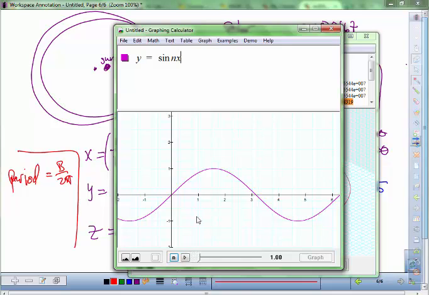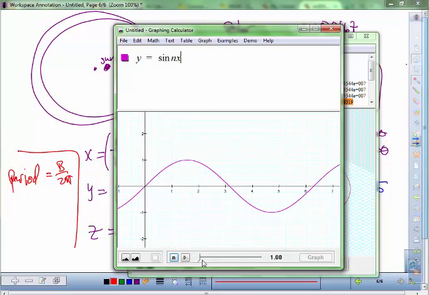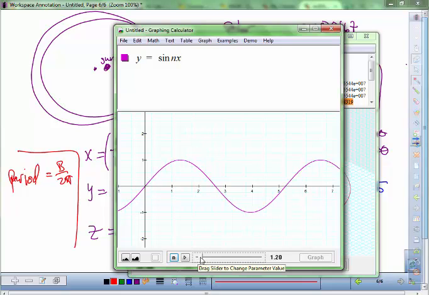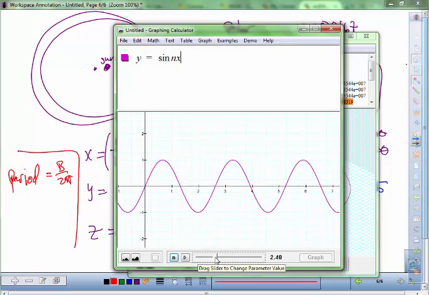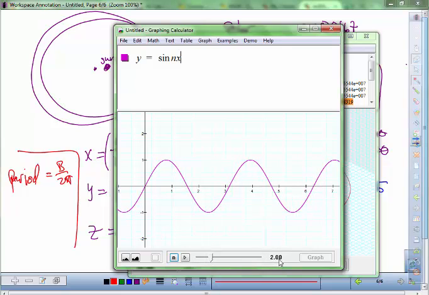This is your standard sine curve. If we increase this, what's happening to the period? It's getting smaller. So, for example, if I put b equal to 2, what's my period? Pi. Think about that. B is equal to 2, your period becomes pi. So it's 2 pi over b.